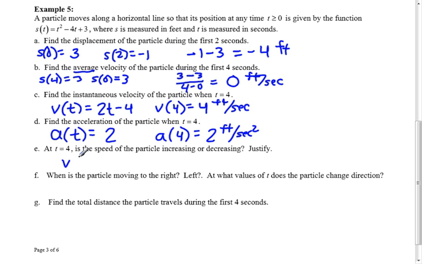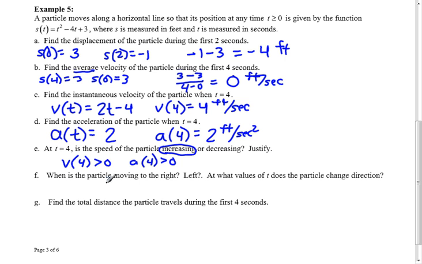At t equals 4, is the speed increasing or decreasing? Well, velocity at 4 was positive. The acceleration at 4 was positive. Since they have the same sign, the speed was increasing. And that's something that we mentioned up at the beginning of the notes.